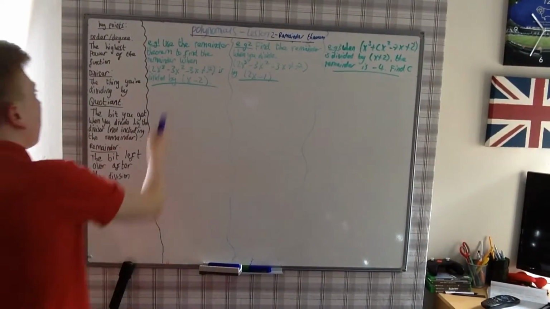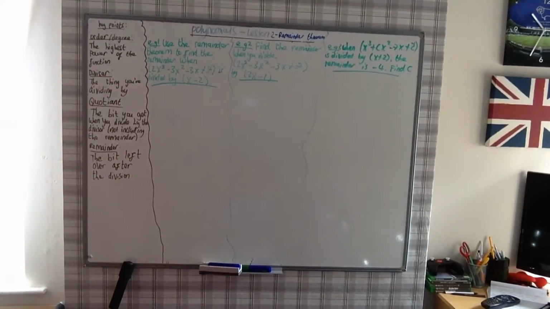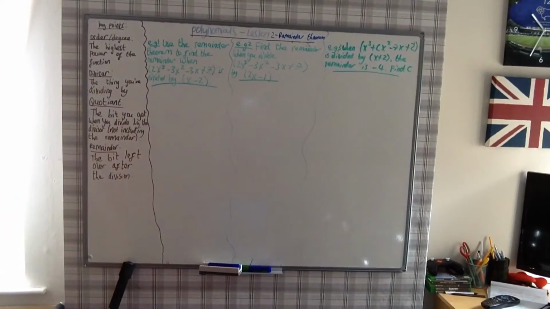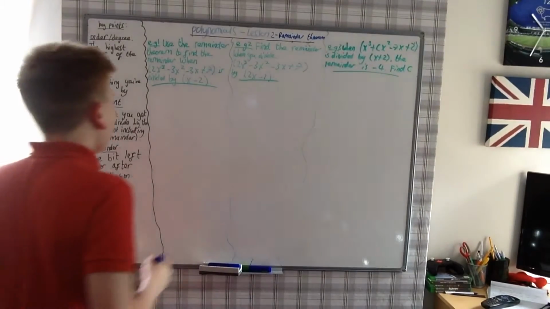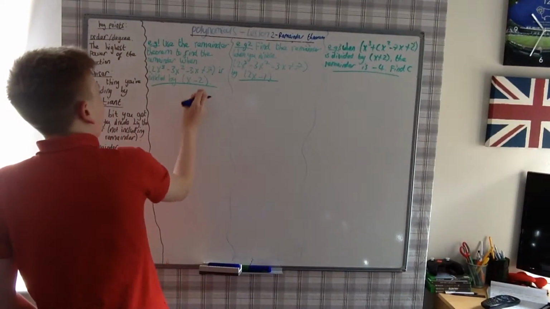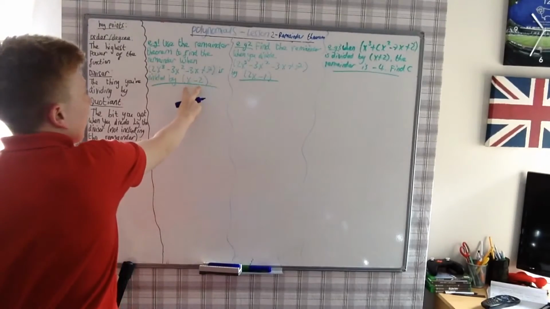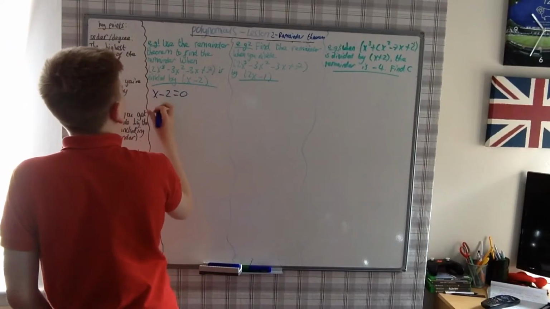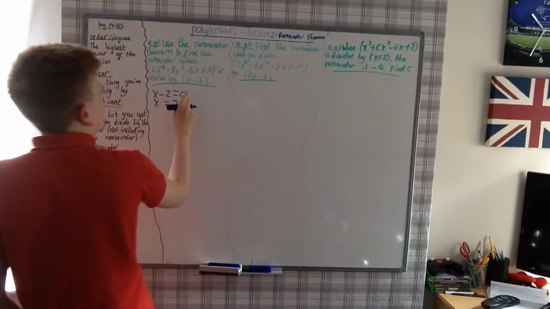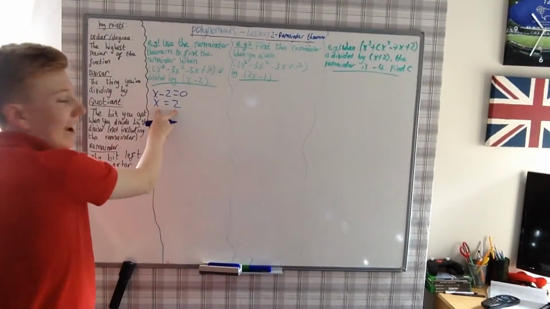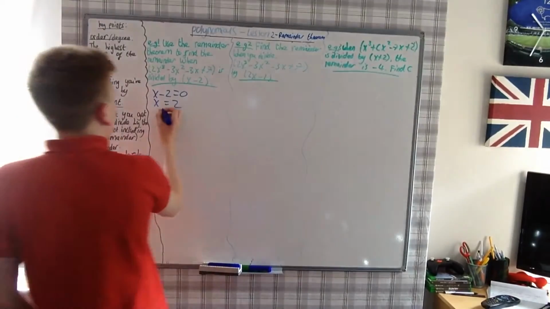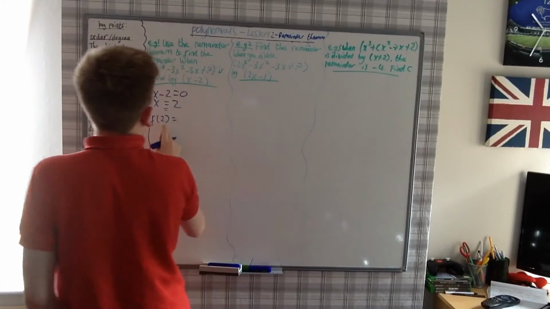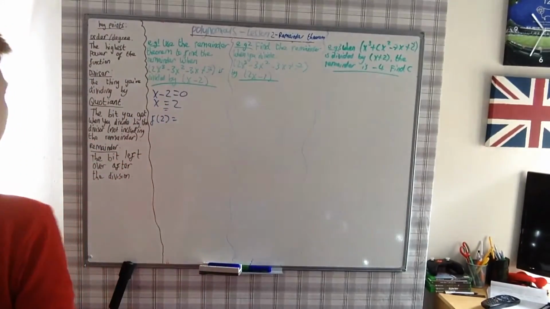So the first question says, use the remainder theorem to find the remainder when 2x cubed minus 3x squared minus 3x plus 7 is divided by x minus 2. So the first thing we do with remainder theorem is we make our divisor equal to 0. And we solve for x. Okay, moving the minus 2 across, we get positive 2. X is 2, okay? The next thing we do, and the last thing we do, is substitute 2 into our function.